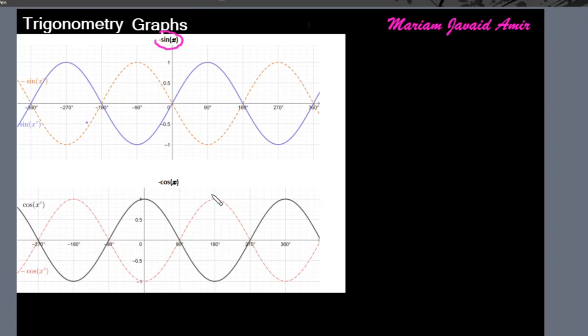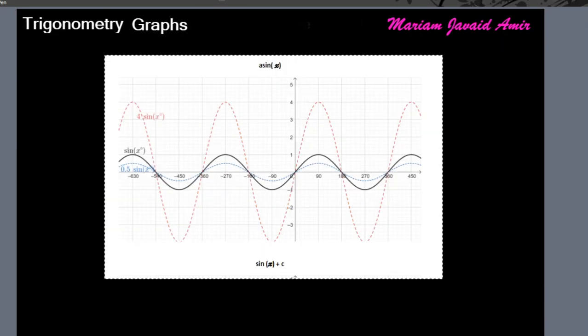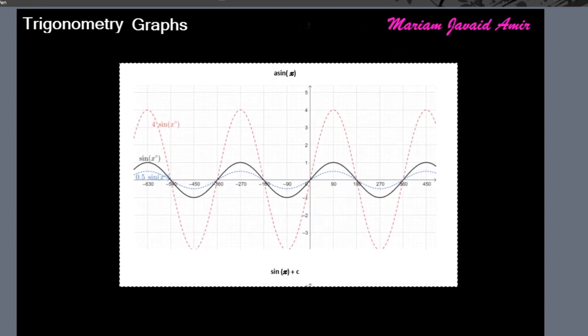Okay. Next is the graph for minus tan x, so it will be a reflection on the y-axis. So this was the original graph for tan x. So the graph for minus tan x will be a reflection of it on the y-axis. Okay. Next up is the graph for functions like 2 sine x or 5 sine x or 5 cos x.